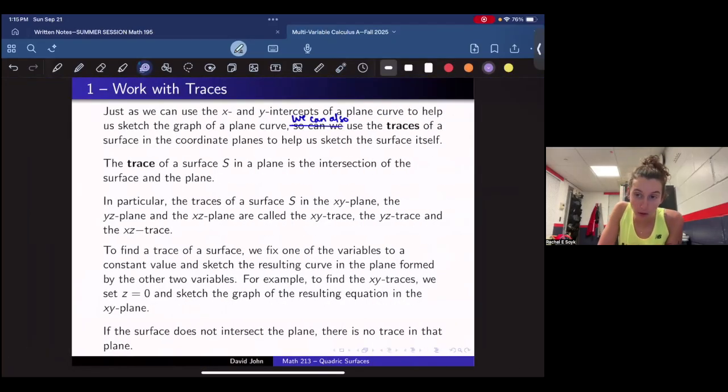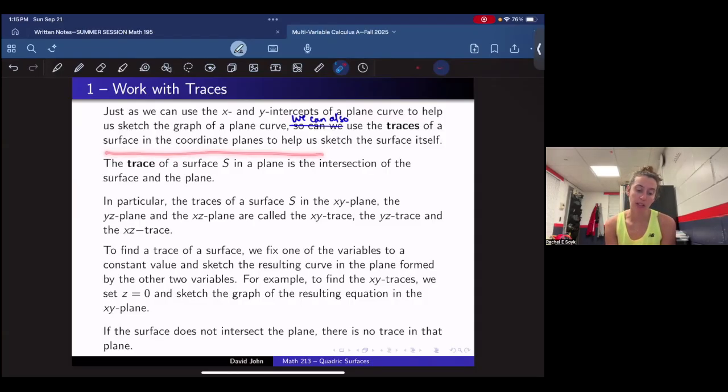Okay, so our first objective, we're going to work with traces, which if you guys have taken linear algebra before, which I believe you have up until this point, we've dealt with traces in that course too. Just as we can use the x and y intercepts of a plane curve to help us sketch the graph of a plane curve, we can also use the traces of a surface in the coordinate planes to help us sketch the surface itself.